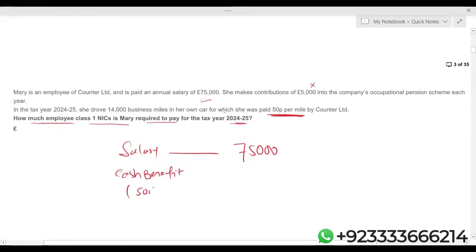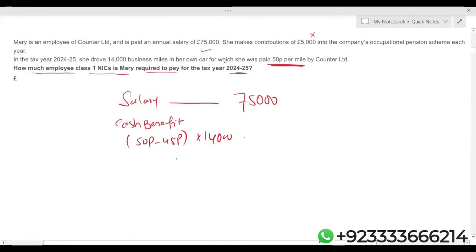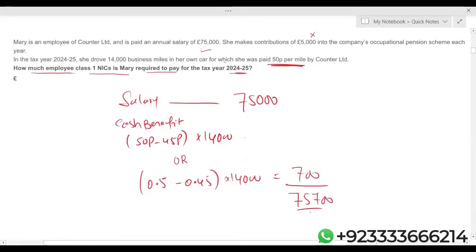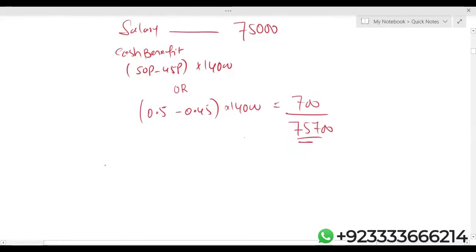Logically, 50 pence minus 45 pence into 14,000. So let's see. Let me write it like this so that you should not be having any issue. 0.5 minus 0.45 into 14,000. 0.05 multiplied by 14,000, I'm getting 700. 75,700 is your cash benefit.